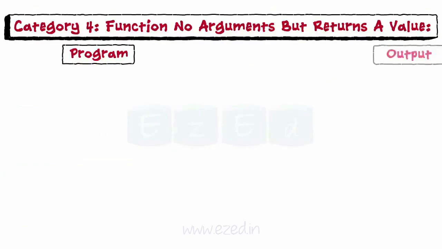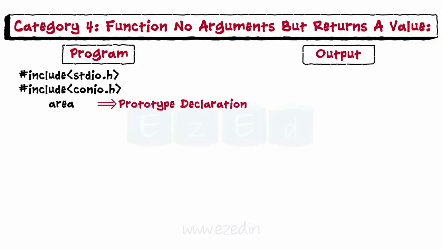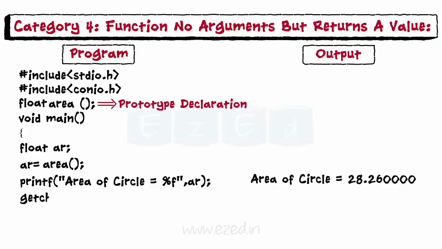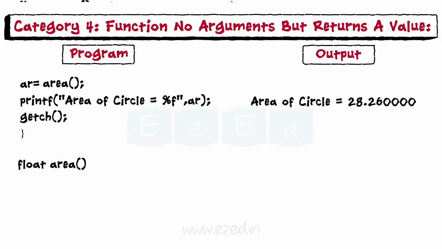Now let's write a program to illustrate this. We start by declaring the names of the header files. Then we declare the prototype of the function. As the function returns the area of the circle, which is of type float, the return type is also float, and as it does not receive any data as an argument, we leave the parenthesis empty. Then we declare the main function followed by the variable AR. Then we write a function call to the function area. The area which is calculated by the function is saved in the variable AR, after which we end the main function. Now we write the definition of the function area.